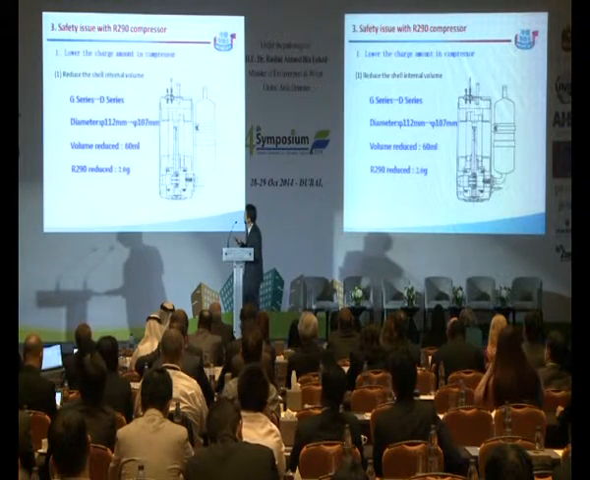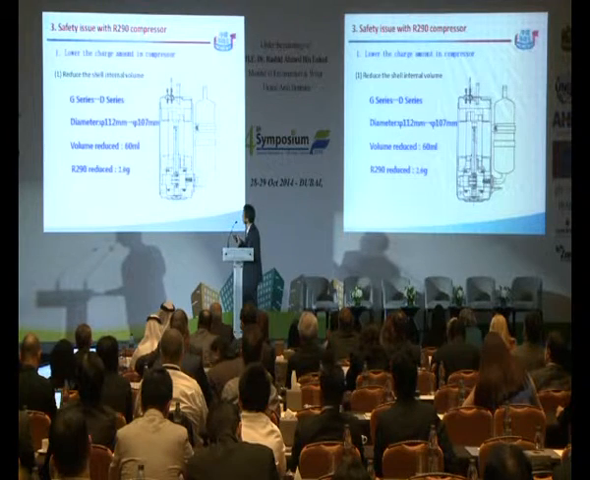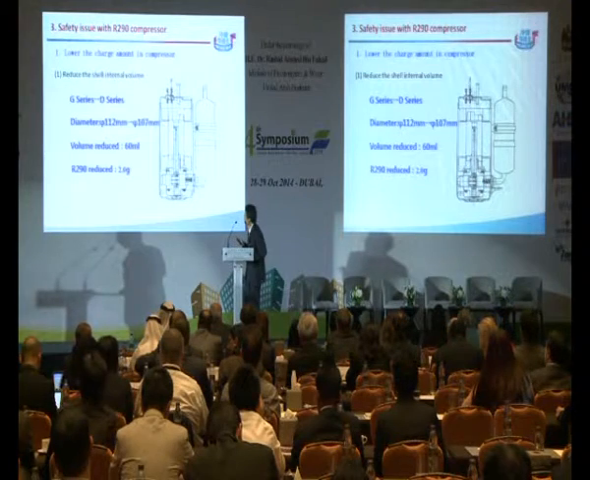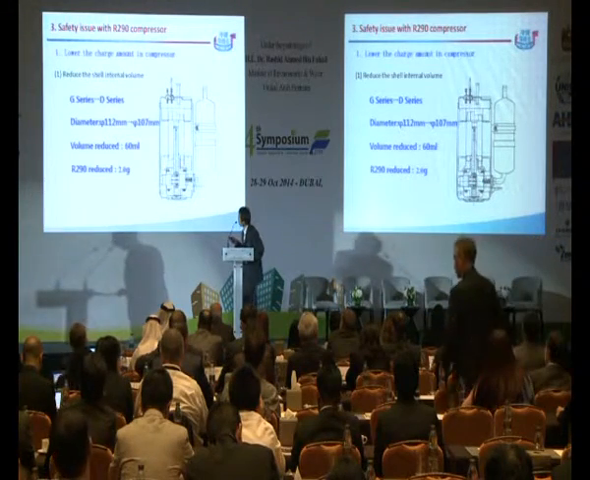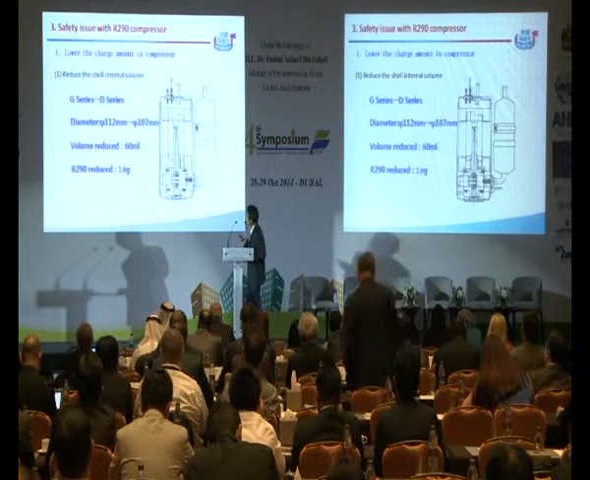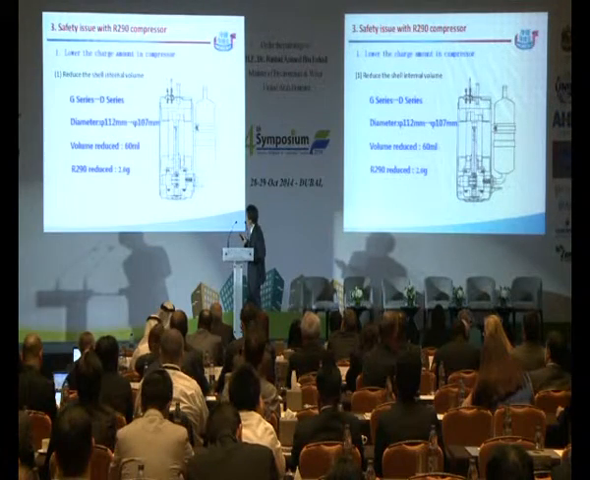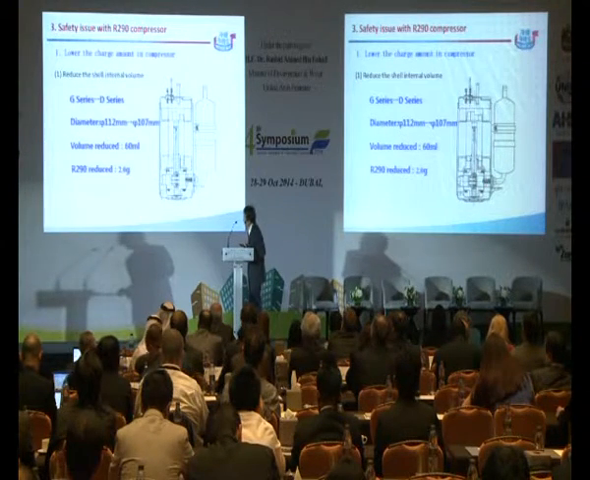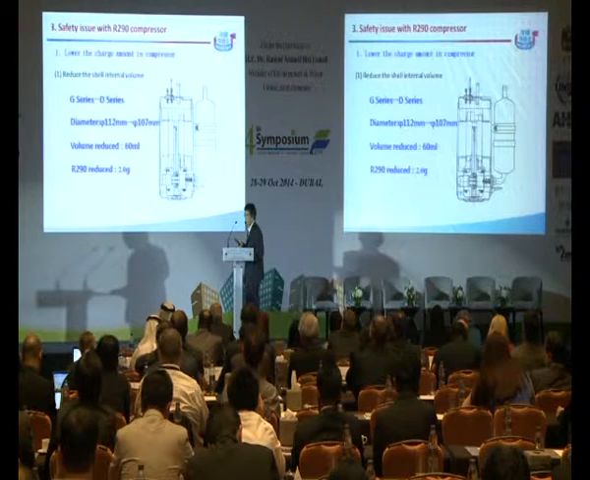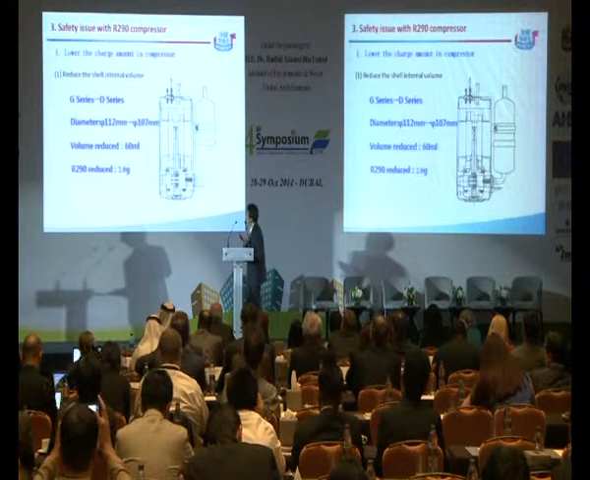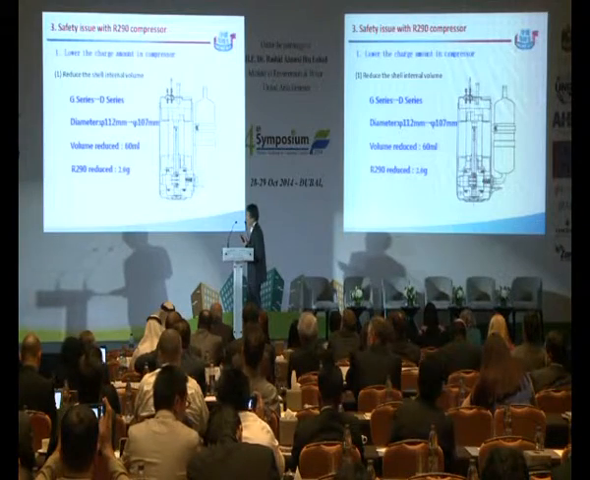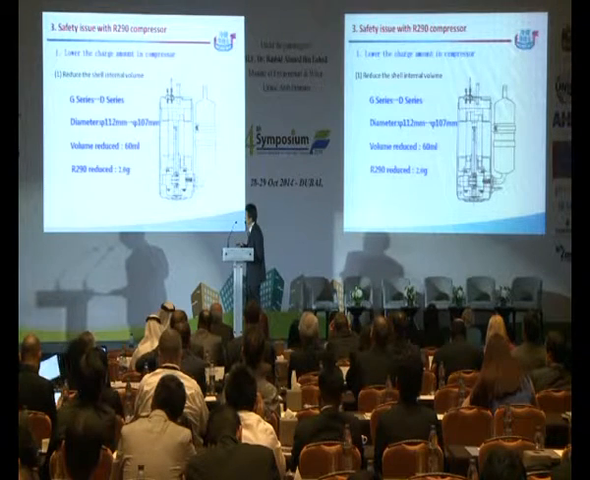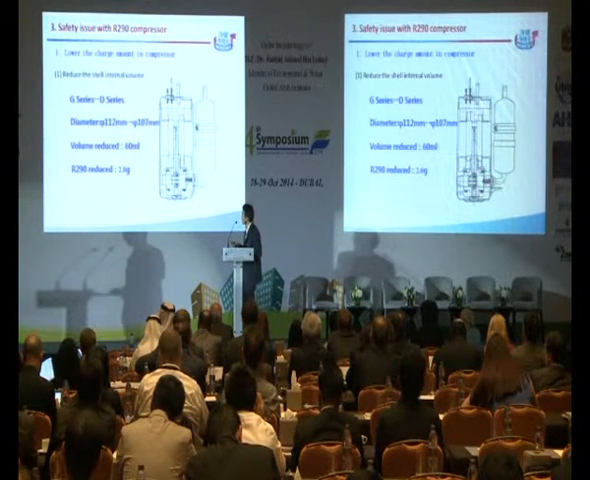First of all, we can reduce the shell internal volume to reduce the charge amount in the compressor. For example, we reduce the shell diameter from 112 millimeter to 107 millimeter. The volume reduced is 60 milliliter. Since the R290 in the compressor shell is in gas state, the density is lower. The reduced R290 is only 2 grams.